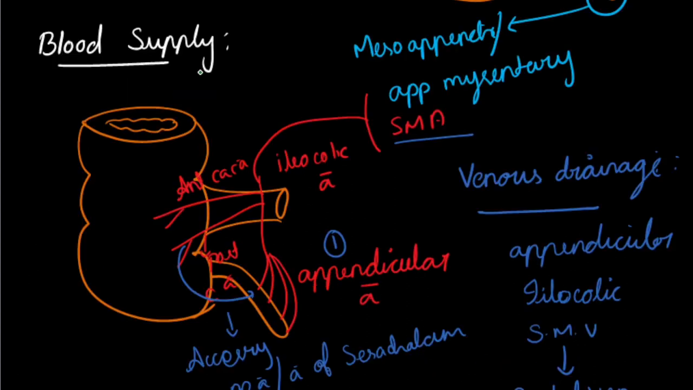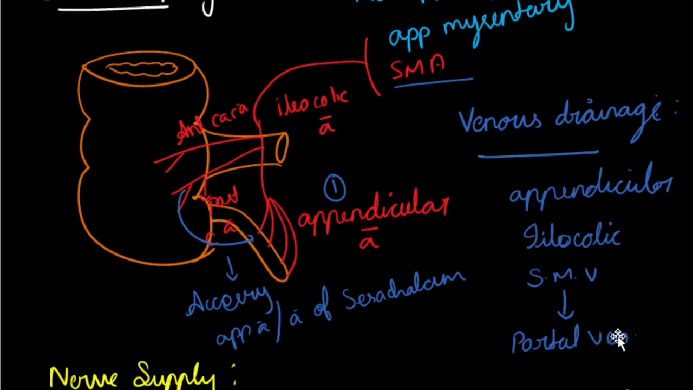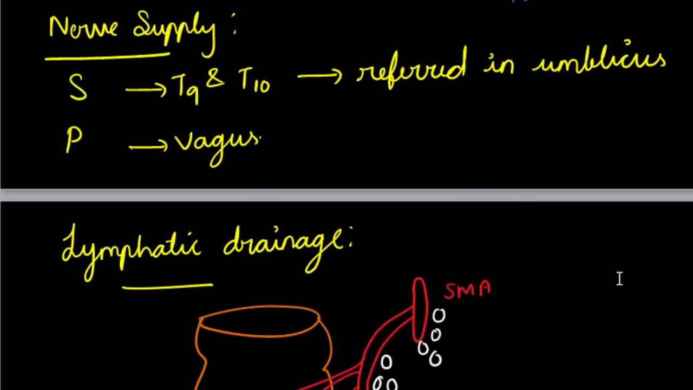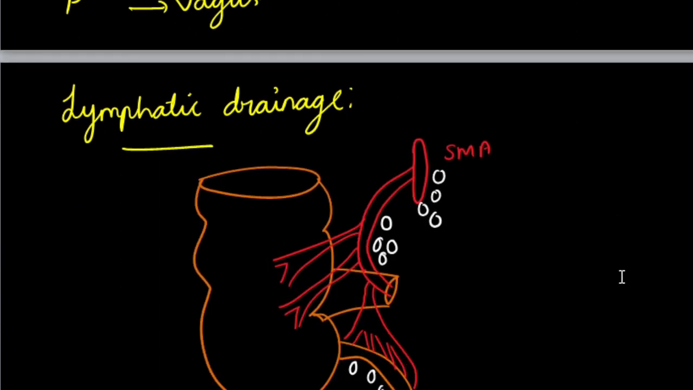So now regarding the blood supply, the major blood supply is through the appendicular artery, which arises from the iliocolic artery, and the iliocolic artery is a branch of the superior mesenteric artery. Another branch, which arises from the posterior cecal artery, is also called the accessory appendicular artery or artery of Seshachalam. Regarding the venous drainage, the appendicular vein, iliocolic vein, and superior mesenteric vein drain directly into the portal vein. Regarding the nerve supply, sympathetic supply is through T9 and T10, and parasympathetic is through the vagus. Regarding the lymphatic drainage, most of the lymph is drained freely or directly into the ileocolic nodes, and some of the lymph drains indirectly into the appendicular nodes.